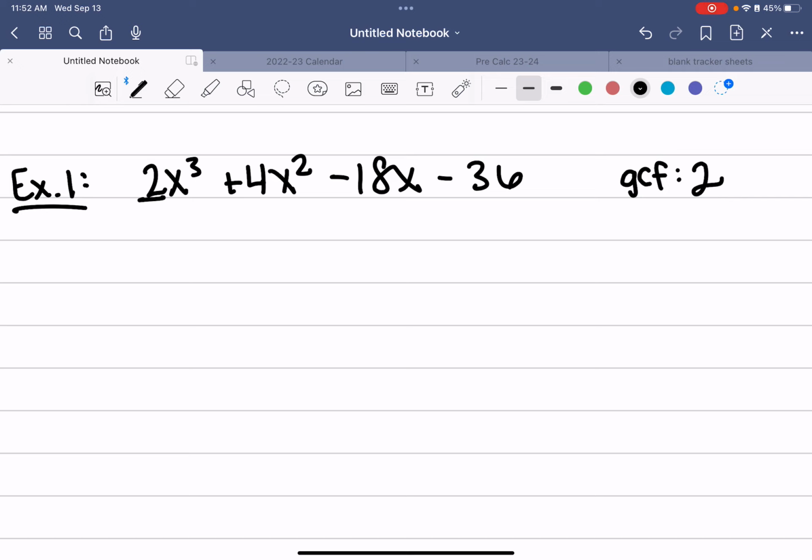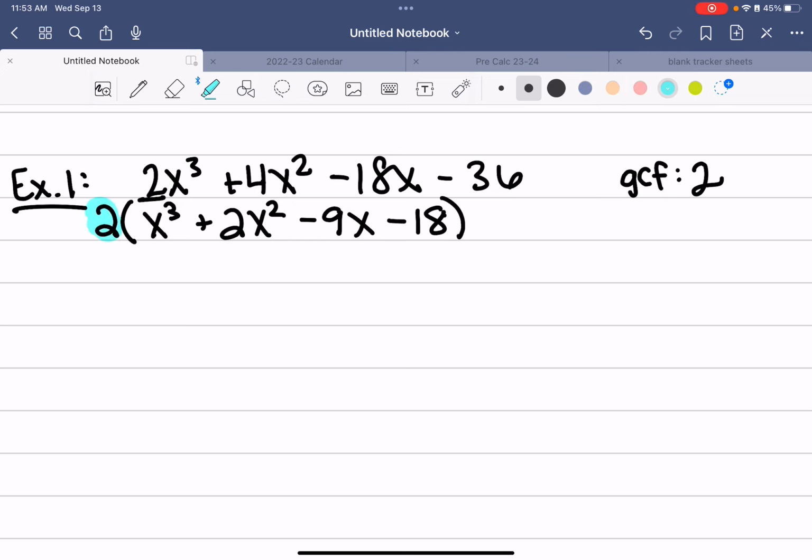What I'm going to do first is divide out a 2 from every term. Put it on the outside with some parentheses. Now I'm going to divide all these terms by 2. This first one would get x cubed. Next one would be 2x squared. Negative 18 by 2 is negative 9x. And then negative 36 by 2 is negative 18. So now I've taken out my GCF. I don't need to worry about this factor again until the answer.